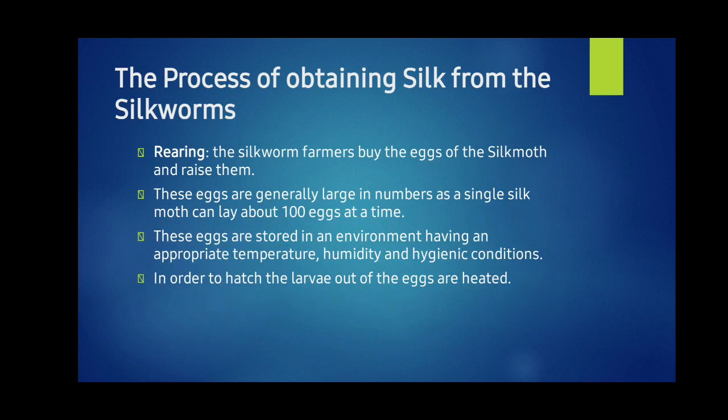First, rearing. The silkworm farmers buy the eggs of silk moth and raise them. Initially they have to buy the eggs and make them grow. These eggs are generally large in numbers, as a single silk moth can lay about 100 eggs at a time. These eggs are stored in an environment having an appropriate temperature, humidity and hygienic conditions.